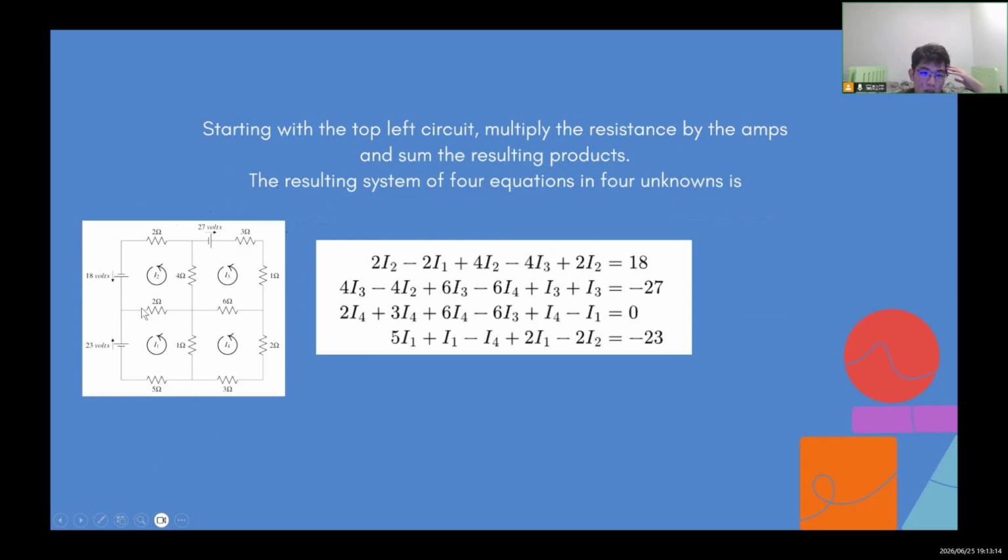I2 here goes to the right, and I1 here goes to the left. So the current flowing through this resistor should be I2 minus I1.